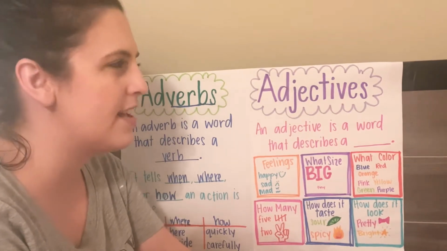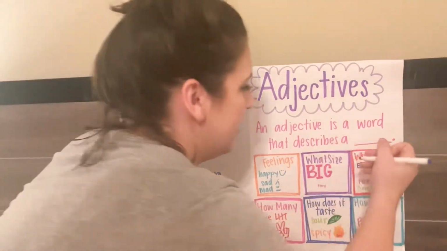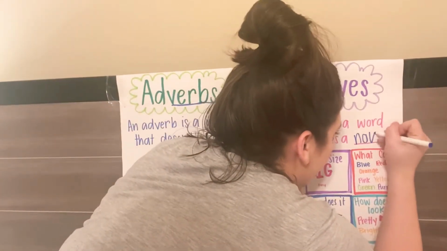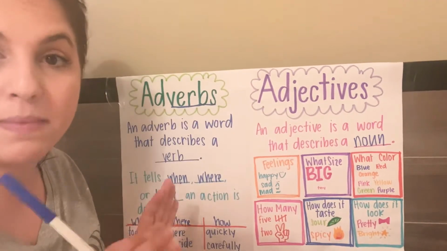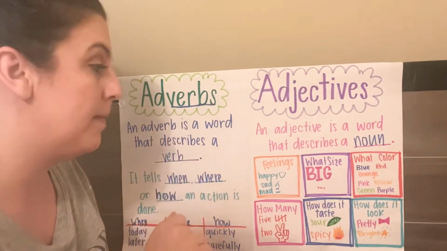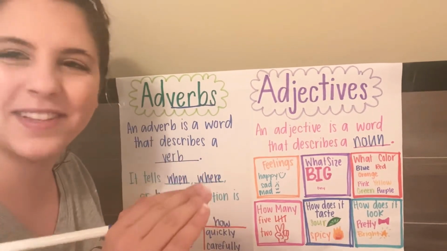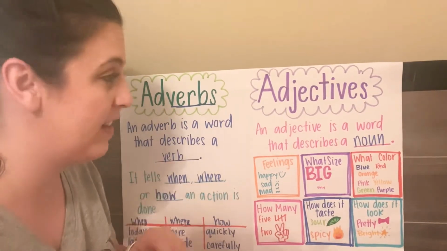An adjective is a word that describes a noun. It describes a noun. And since we've learned adjectives for a long time, I just put some examples up here for you guys already, so that we could get through this and you could do your activity.